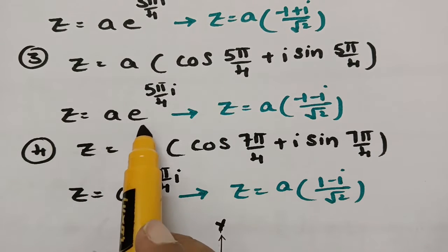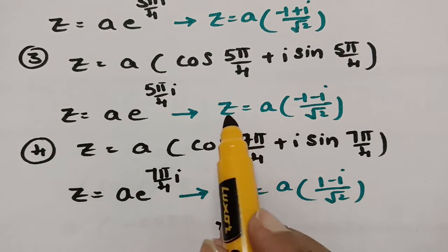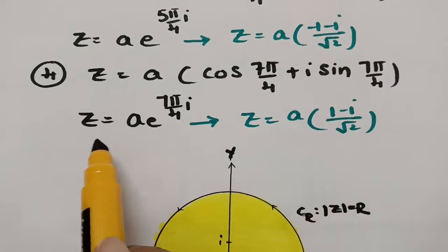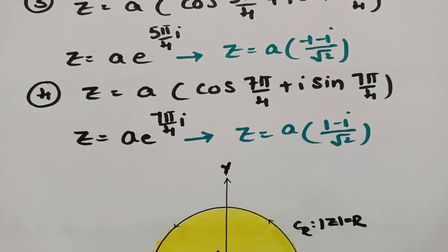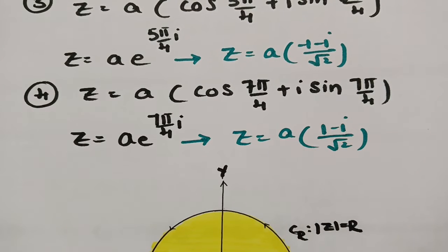The third one, that is z is equal to a into e power 5 pi by 4 i. The pole value is this one. And the next one, the fourth pole value, is this one. So we have to check whether these four poles are within, on, or outside the given contour.